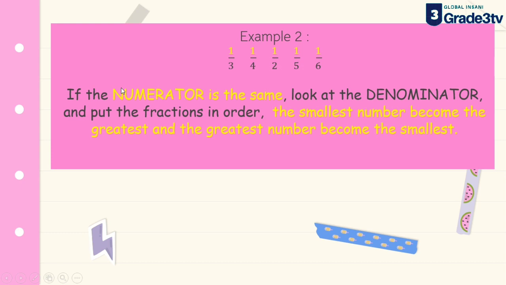Okay, now if the numerator is the same, look at the denominator and put the fractions in order. The smallest number becomes the greatest, and the greatest number becomes the smallest. The numerator is the same. Look at the numerator. The numerator is 1, 1, 1, 1, and 1. So the smallest number becomes the greatest, and the greatest number becomes the smallest. Okay.